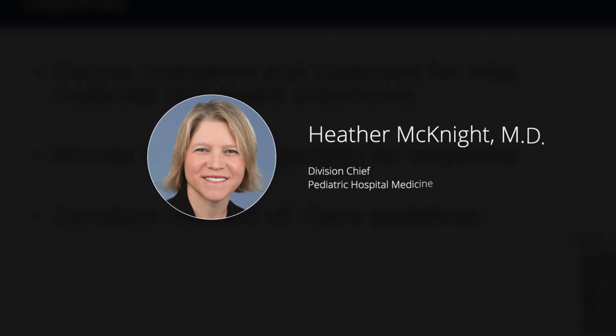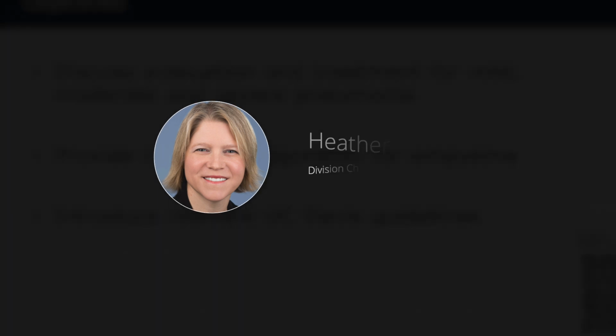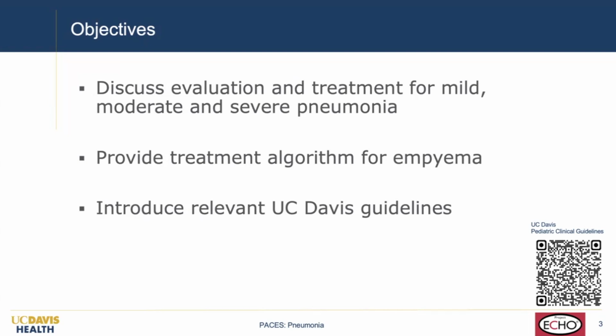But today we're going to talk about pneumonia, and the way we're going to break it apart is talking about evaluation and treatment for mild, moderate, and severe pneumonia. And we'll talk about what that context and framework means. We're also going to talk about the algorithm that we use at UC Davis for empyema and how that management has shifted over time. And then finally, we're going to talk about the relevant UC Davis guidelines.